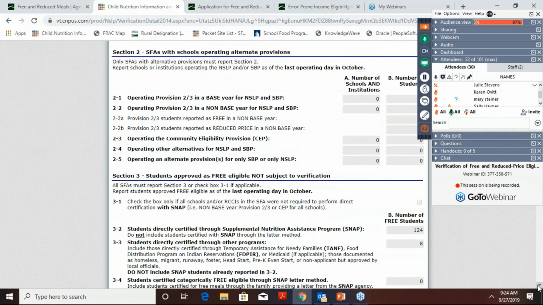In section 2, this is where you're going to report if you have any schools participating in special provisions. We don't have any schools in Vermont that do Provision 3, but if you are participating in Provision 2 or in the community eligibility provision, this is where you'd be reporting those schools. So in 2-1, if you have anybody that's in their base year for Provision 2, 2-2, anybody not in a base year for Provision 2.